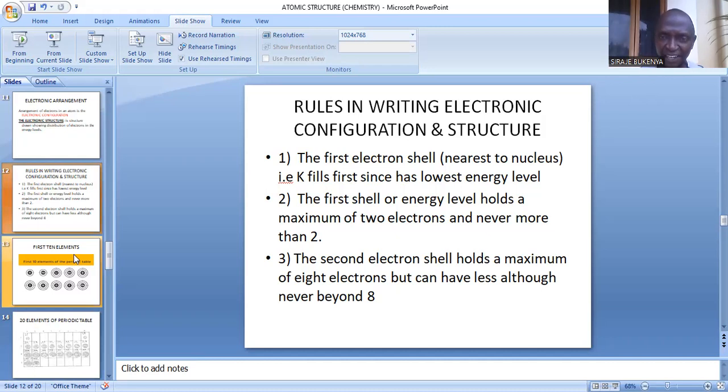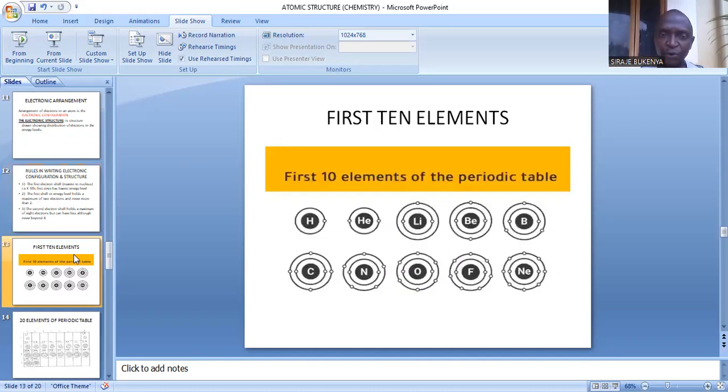So we can have some of the elements here. The first 10 elements, we have hydrogen, helium, lithium, beryllium, boron, carbon, nitrogen, oxygen, fluorine, and neon. So you can see hydrogen will have 1. So it is only filling the K, that's the first electron near the nucleus. And then 2. This one now is complete, it's a duplet. So it's helium. And then lithium is having 2 complete. Now it goes to the second energy level. And then beryllium, 2 complete, then you fill in 2.